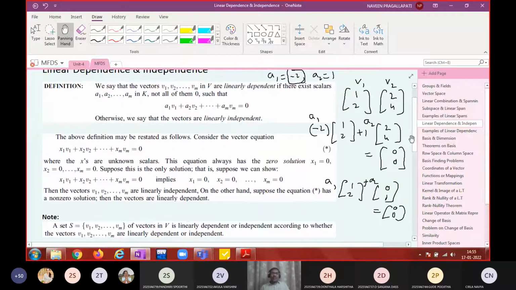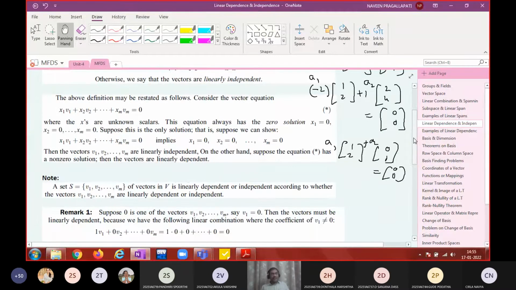There are several properties. If you have a set of independent vectors, any subset of linearly independent vectors is also independent. Equivalently, if you have a dependent set of vectors, any superset of dependent vectors is also a dependent set. If you have any set which contains the 0 vector, that automatically forms a linearly dependent set.